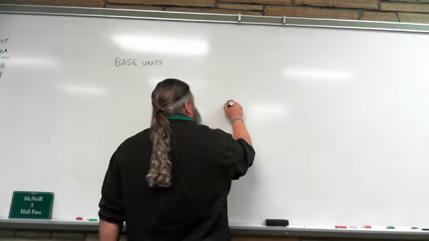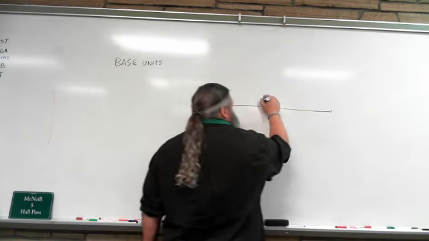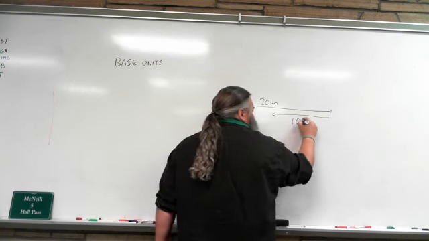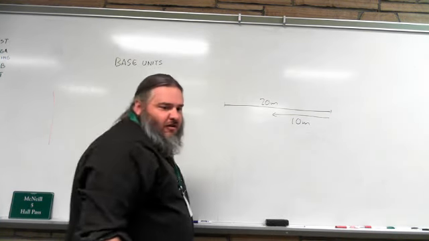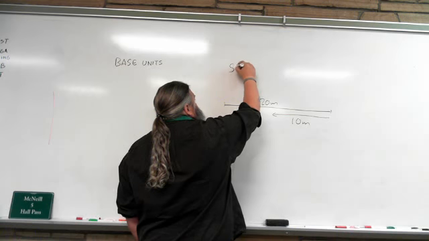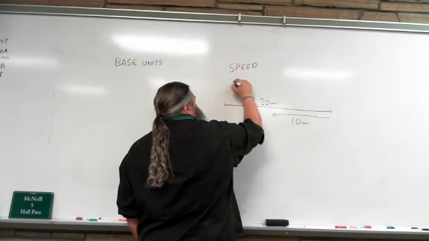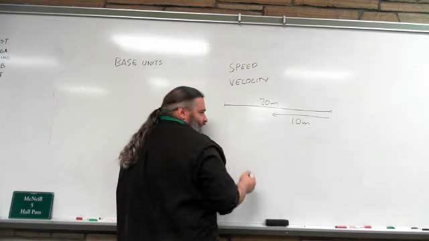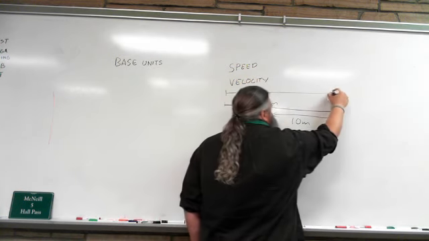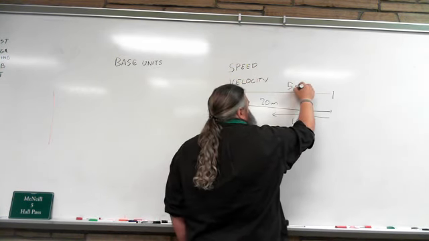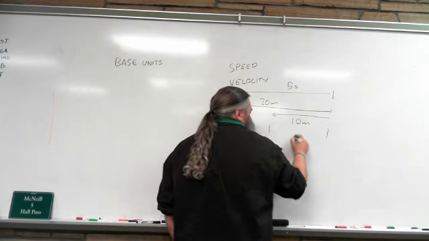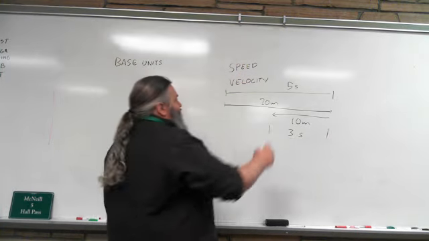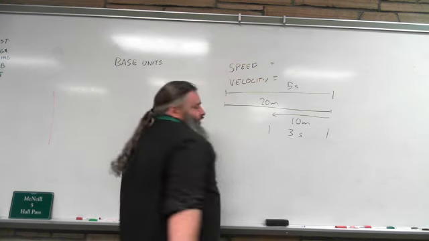Imagine a car going 20 meters in this direction and then going back 10 meters in this direction. What is the car's speed and what is the car's velocity? Now I'm missing something. I didn't tell you time. Let's say it takes 5 seconds to go this way, and let's say it takes 3 seconds to go that way. So let's solve for speed and velocity.